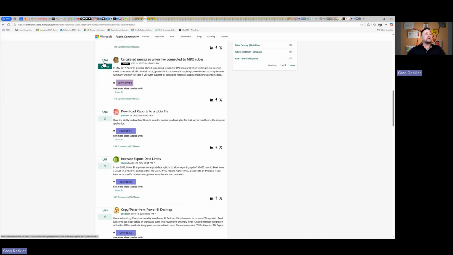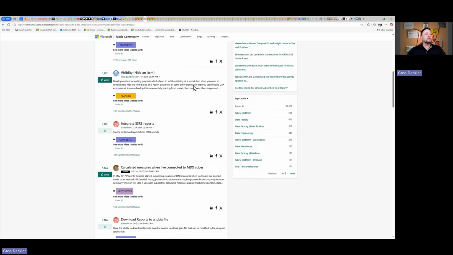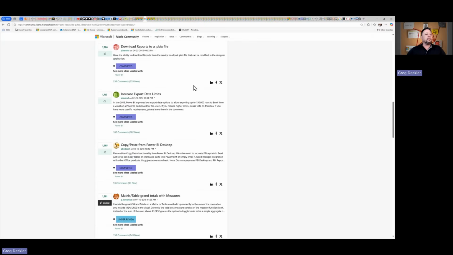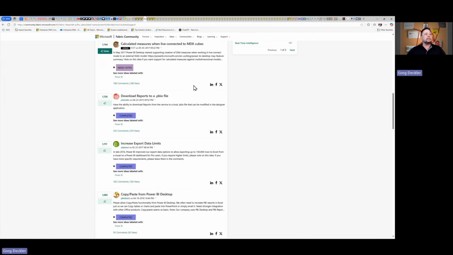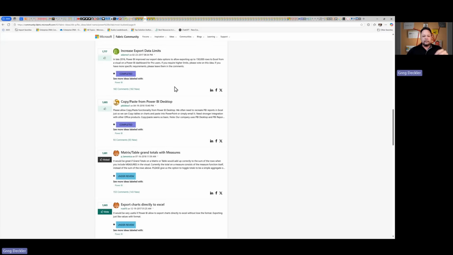Let's see. The next uncompleted idea is 1744, "Calculate measures when live connected to MDX cubes," right? And then 1857. So yeah, it's still got a good 60, 70 votes to go before it surpasses this one. So if you haven't voted for it yet, head on over to the ideas site and give it a vote.